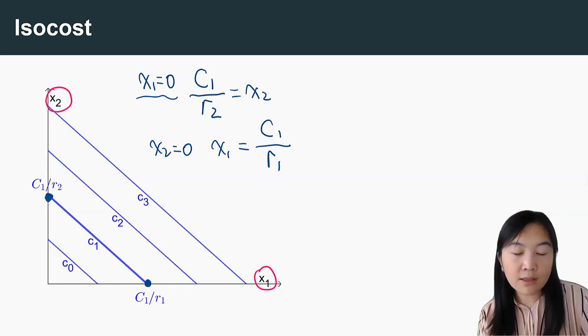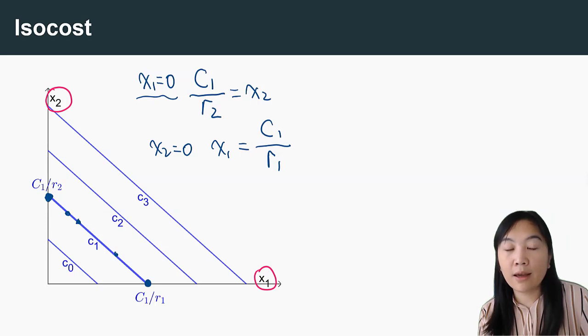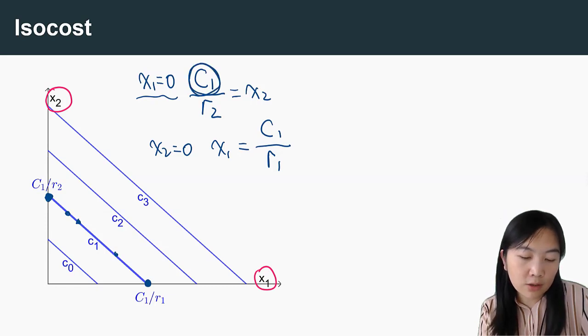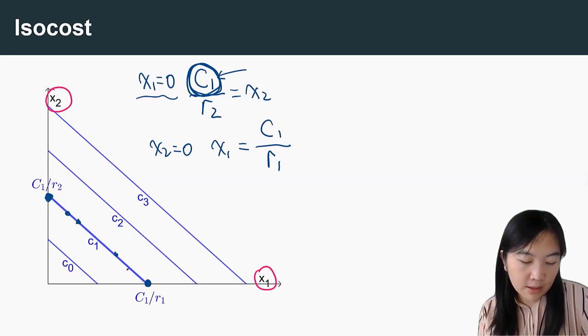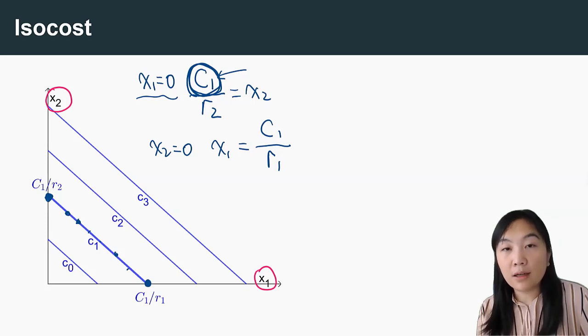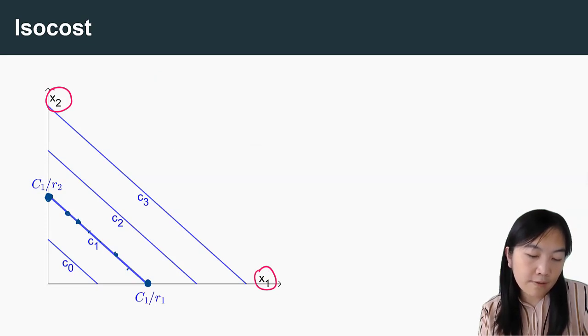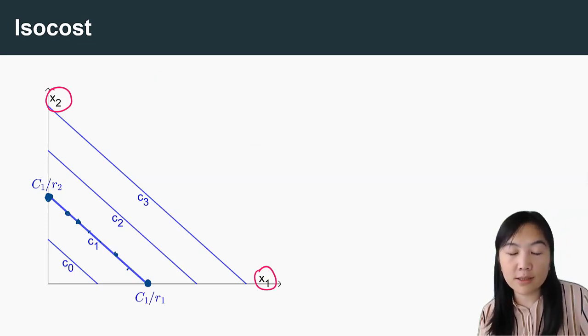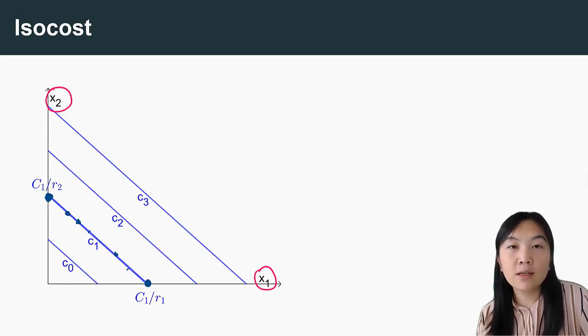And then if you connect those two points, any point along that isocost line can also be afforded, also having this cost of C1. So any combination along this line has the same cost. So those different combinations of inputs have the same cost. So each line here represents one cost.